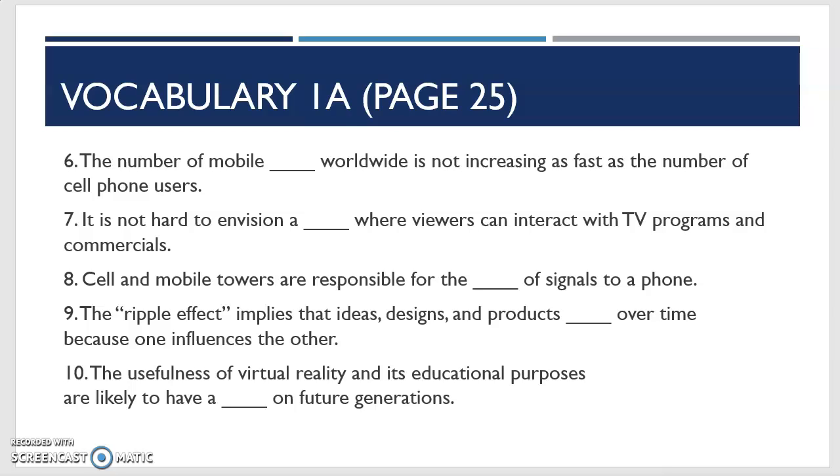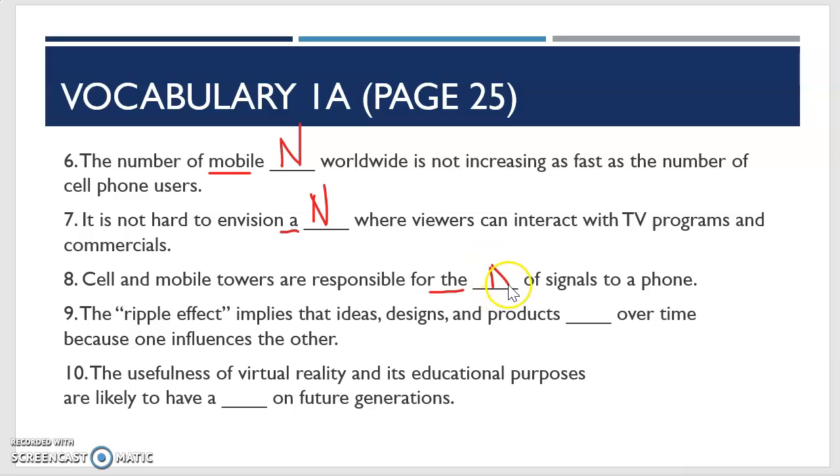Going to number 6. What part of speech is missing here in number 6? So I have the number of mobile. What do I need here? Mobile is an adjective, so I'm going to need a noun, right? Something that's mobile. Number 7, it's not hard to envision a blank. Yeah, another noun. As we notice, there are a lot of nouns. I have a before this noun, and I see in number 8 I have the. These are both definite and indefinite articles. They come before nouns, right?